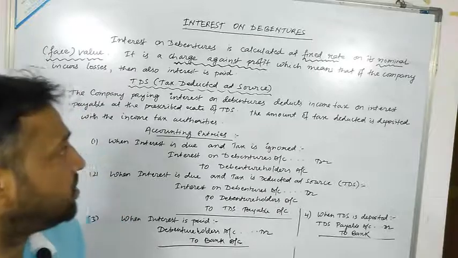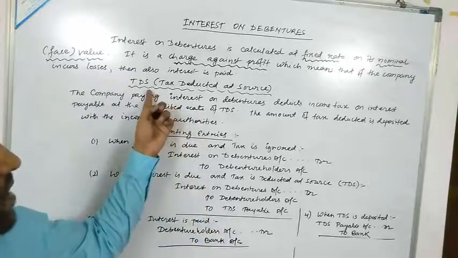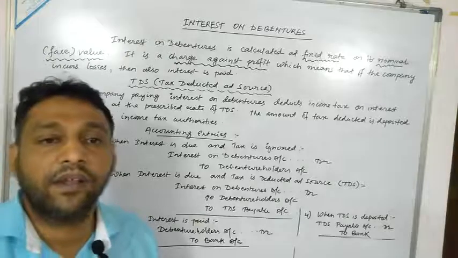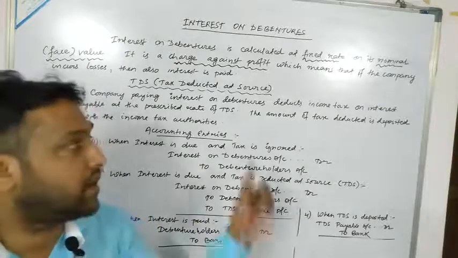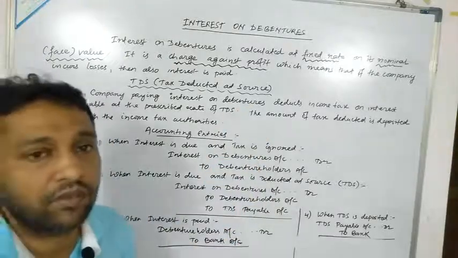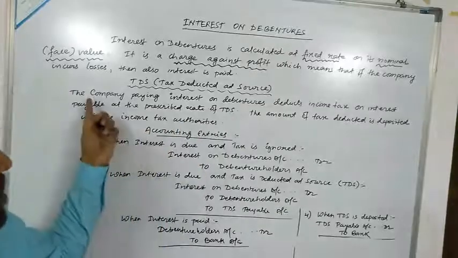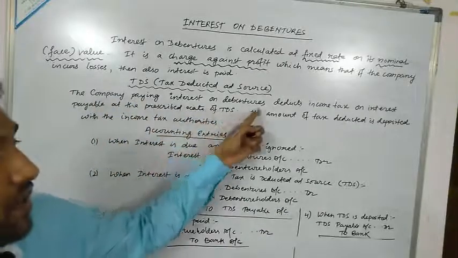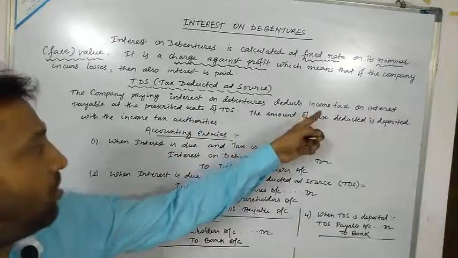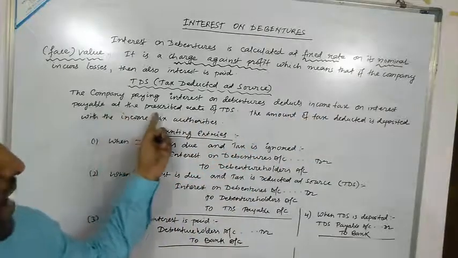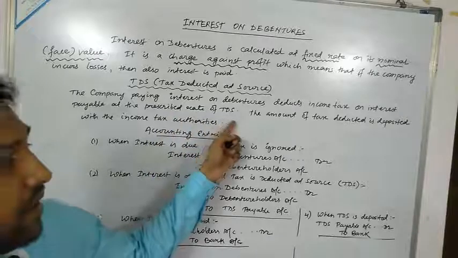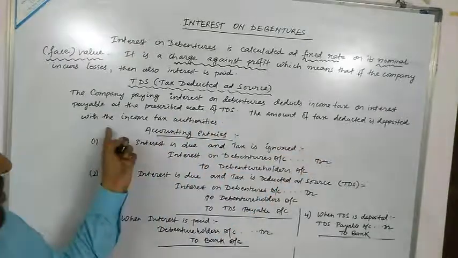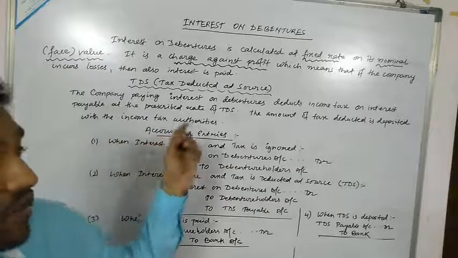Okay. Next, now we can see the new term. This is your TDS. What do you mean by TDS? TDS means tax deducted at source. So we can go through it. The company paying interest on debentures deducts income tax on interest payable at the prescribed rate of TDS, and the amount of tax deducted is deposited with the income tax authorities.